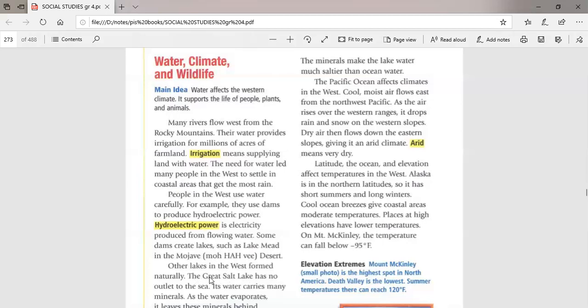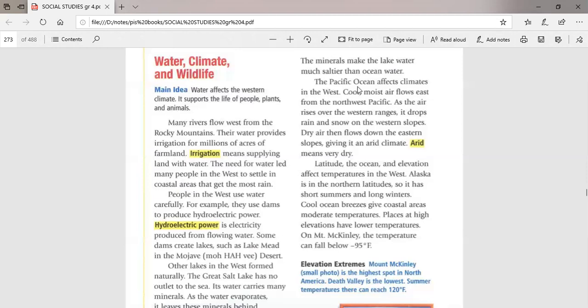Okay, and the Great Salt Lake, guys, because some of the lake water evaporates, the water becomes more salty than the ocean water, for example. So the minerals make the lake water much saltier than the ocean water. So don't forget that. Sometimes because the water of the lake evaporates, the minerals that stay in the lake make the lake water much saltier than the ocean water.